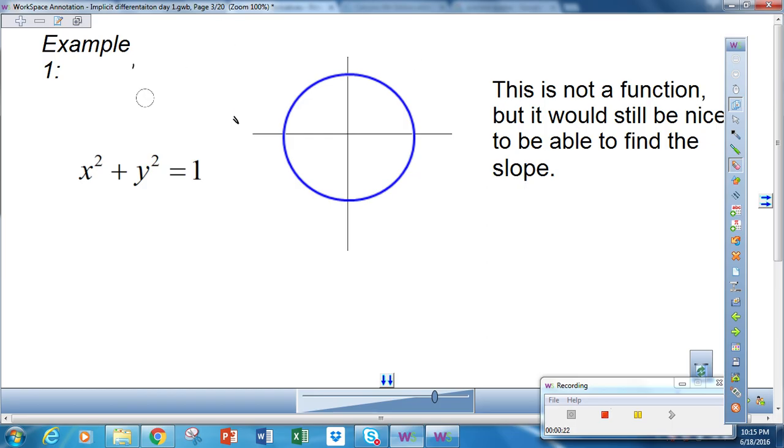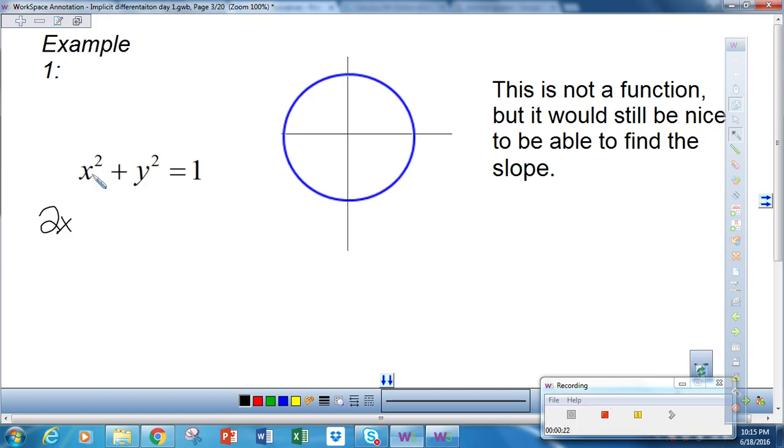Okay? So we've already talked about this. We've kind of broken this up into parts. When we take the derivative of x squared, it's 2x times dx dx, which is just 1. But then we have to take the derivative of y squared, which becomes 2y dy dx. And the derivative of a constant, any constant, is 0. So what we want to do is we want to find dy dx. So to do that, we're going to solve for dy dx.